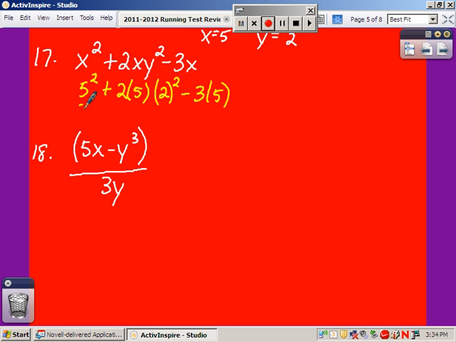So I got 25. Now I got 2 squared, that's 4. Notice I did the exponent first. 2 squared is 4, times 5 is 20, times 2 is 40, minus 15. 65 minus 15, the answer to the first one is 50.